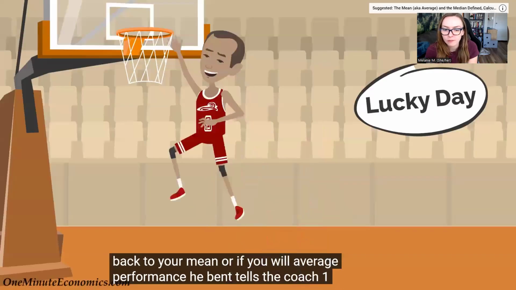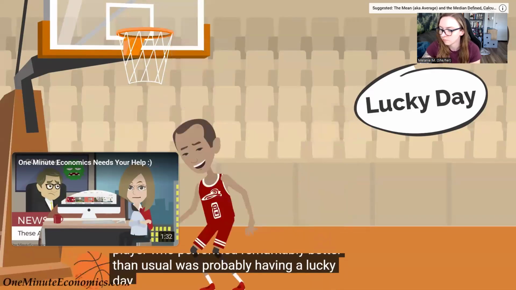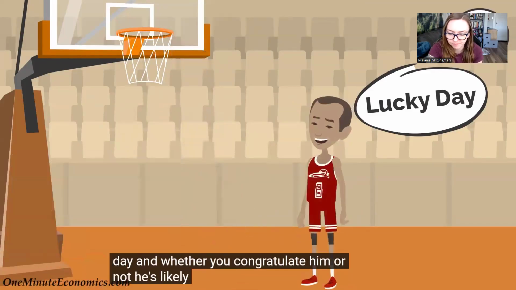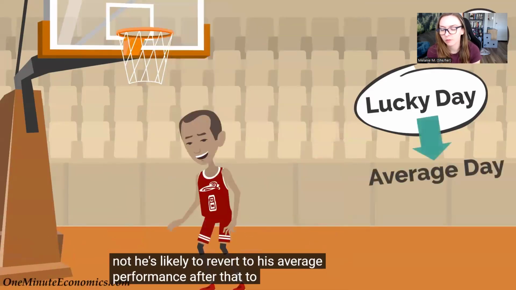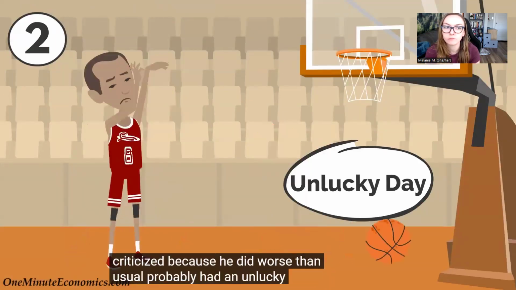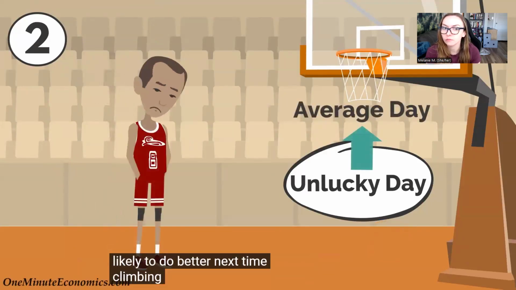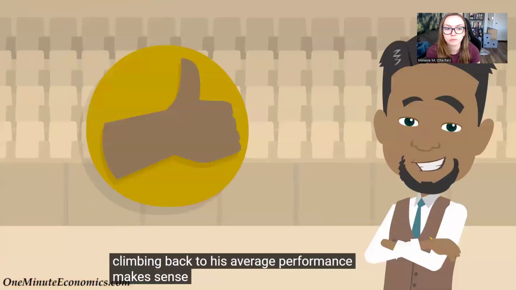He then tells the coach, one, a player who performed remarkably better than usual was probably having a lucky day, and whether you congratulate him or not, he's likely to revert to his average performance after that. Two, a player you criticized because he did worse than usual probably had an unlucky day, and whether you criticize him or not, is likely to do better next time, climbing back to his average performance. Make sense?